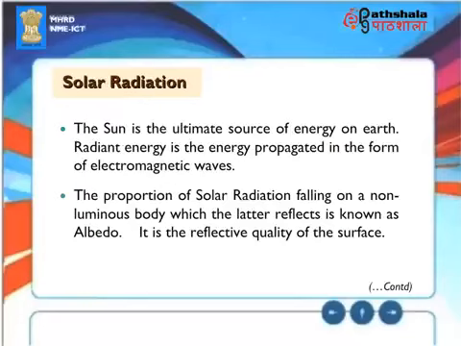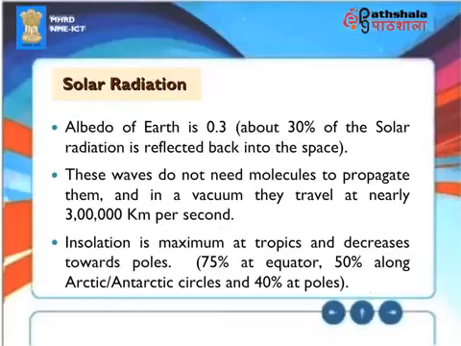Solar radiation. The sun is the ultimate source of energy on Earth. Radiant energy is the energy propagated in the form of electromagnetic waves. The proportion of solar radiation falling on a non-luminous body, which the latter reflects, is known as albedo. It is the reflective quality of the surface. Albedo of Earth is 0.3. About 30% of the solar radiation is reflected back into space.